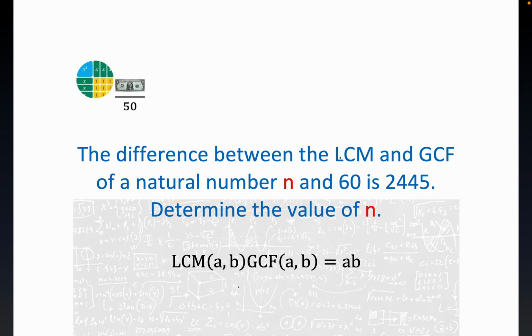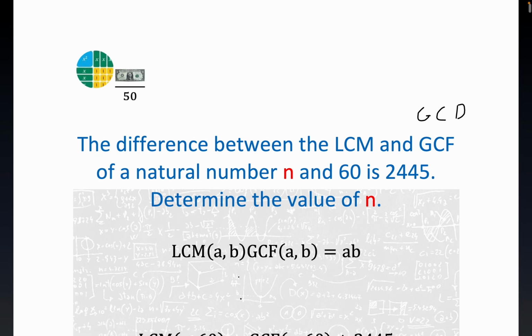Today we have a problem dealing with the least common multiple, abbreviated LCM, and the greatest common factor, abbreviated GCF. This is sometimes called GCD in the US, the greatest common divisor. Now the two inputs: one is known to be 60, the other is a variable n, and n is understood to be a natural number.